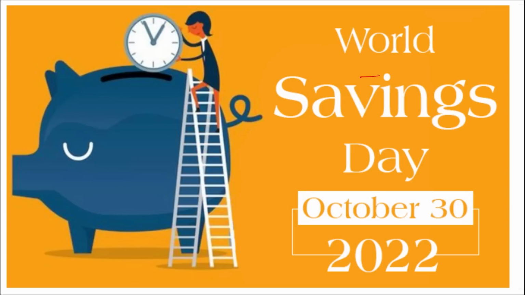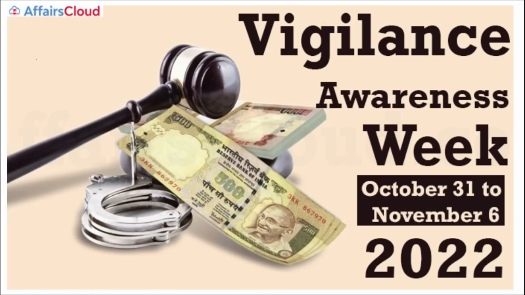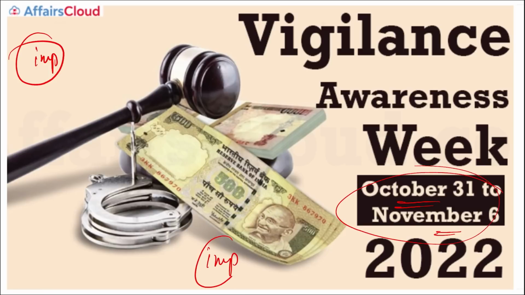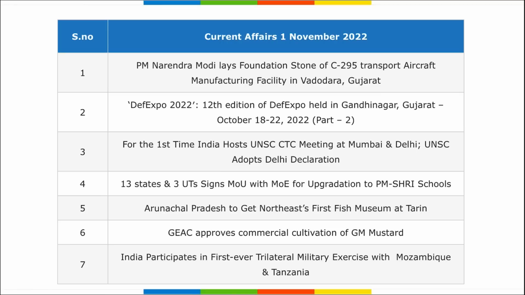Next is World Savings Day. On 30th of October, we observe World Savings Day. Then next, important, is Vigilance Awareness Week. This week is observed from 31st of October to 6th of November. I repeat, from 31st of October to 6th of November, we observe Vigilance Awareness Week.